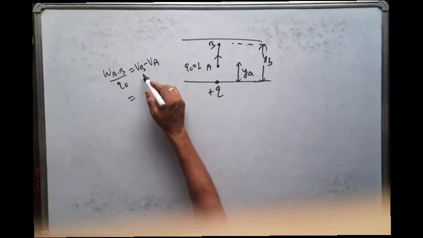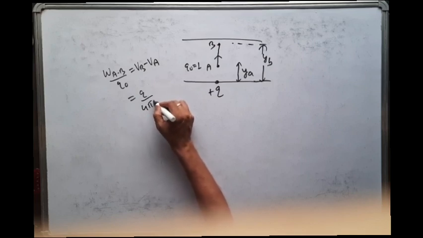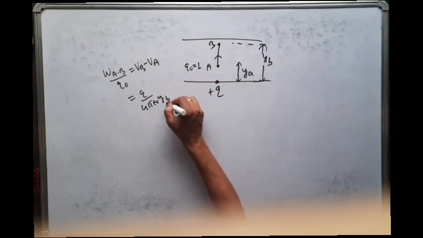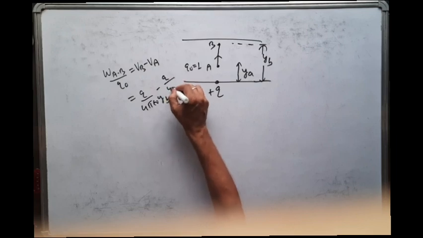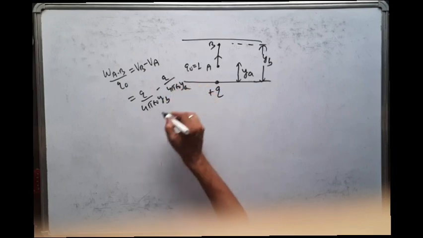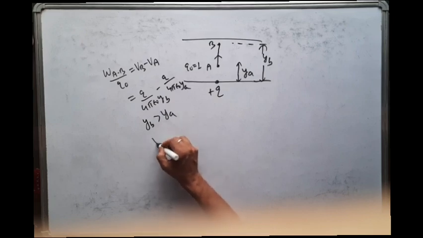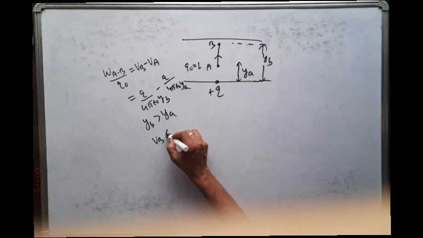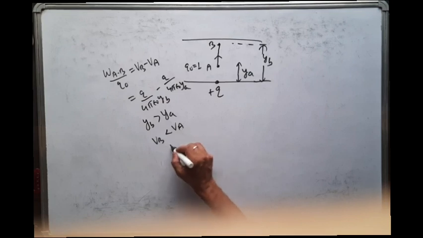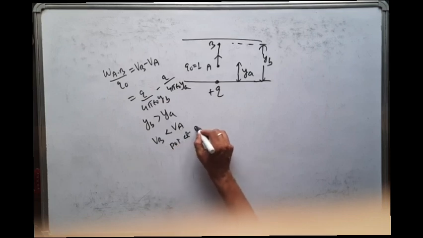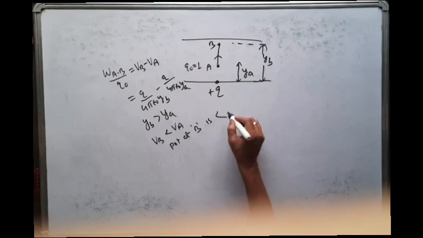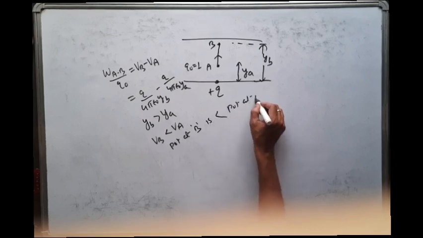So here VB is equal to Q by 4 pi epsilon naught YB, and VA is equal to Q by 4 pi epsilon naught YA. Since YB is greater than YA, I can say VB is less than VA. That means the potential at B is less than the potential at A.